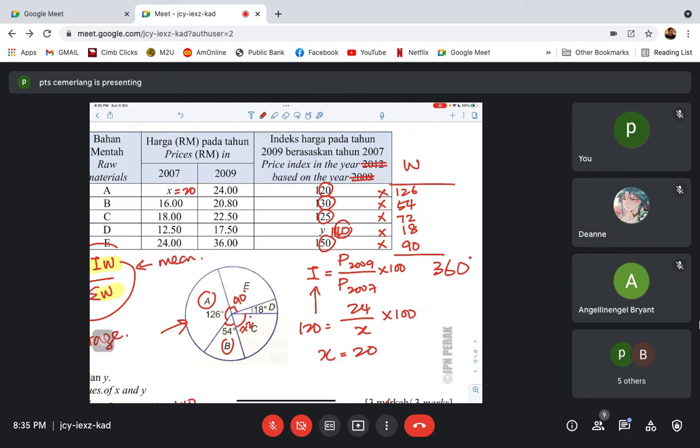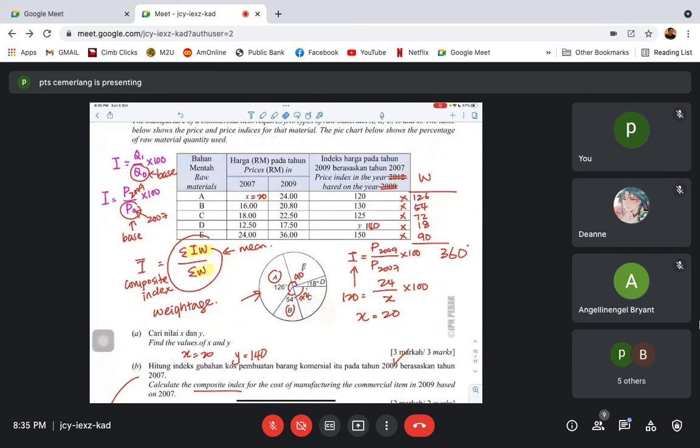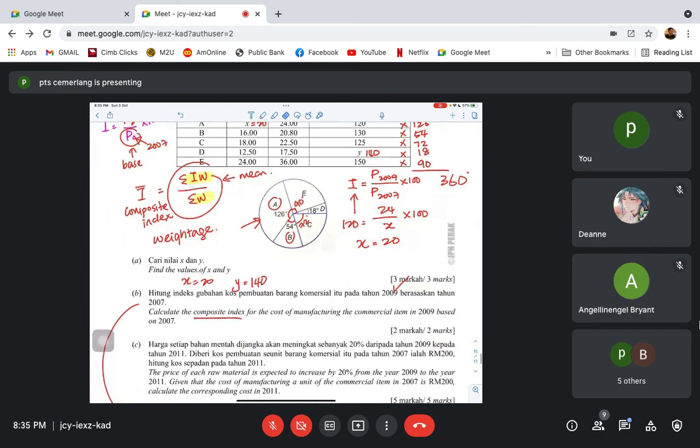So 131 means that the product is going to increase by 31% from the year 2007 to the year 2009. Okay, so daripada tahun 2007 sampai tahun 2009, dia ada kenaikan harga untuk produk tu sebanyak 31%. So itulah maksudnya composite index kamu.